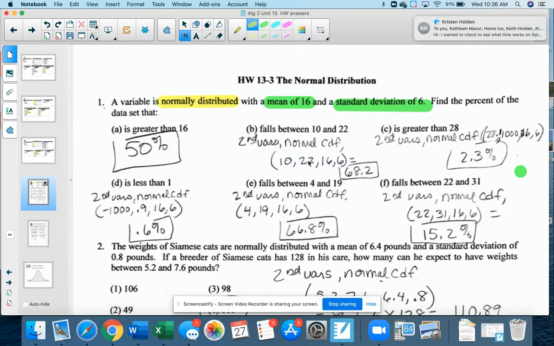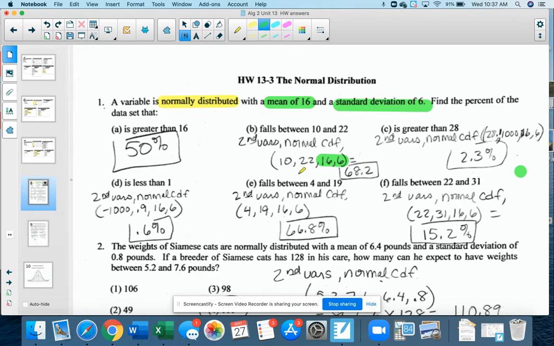This is the list that you're always going to put it in: lower, upper, mean, and then you're going to do the standard deviation. So again, the mean and the standard deviation are right here. It comes from the problem. The only thing that's changing on all of these is the lower and the upper. So if I want the scores between 10 and 22, I do lower is 10, upper is 22, mean is 16, standard deviation is 6, hit enter, and it gives you the percent.